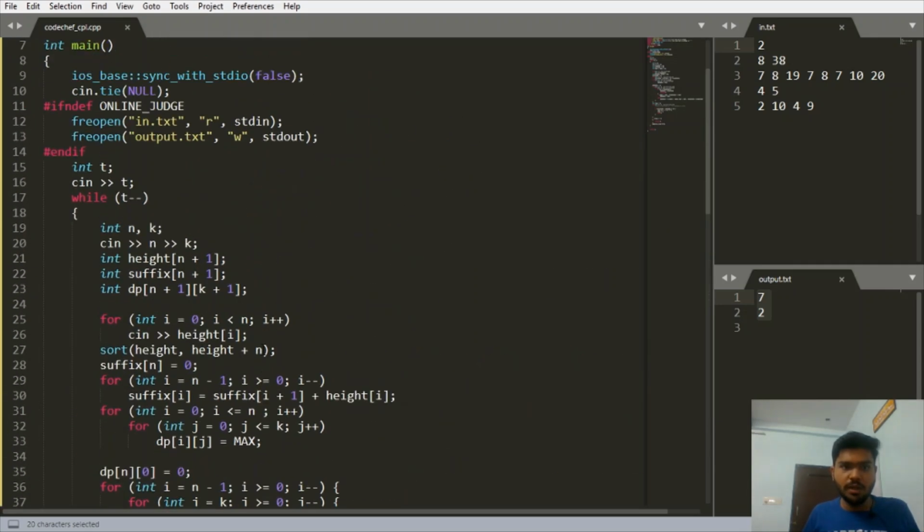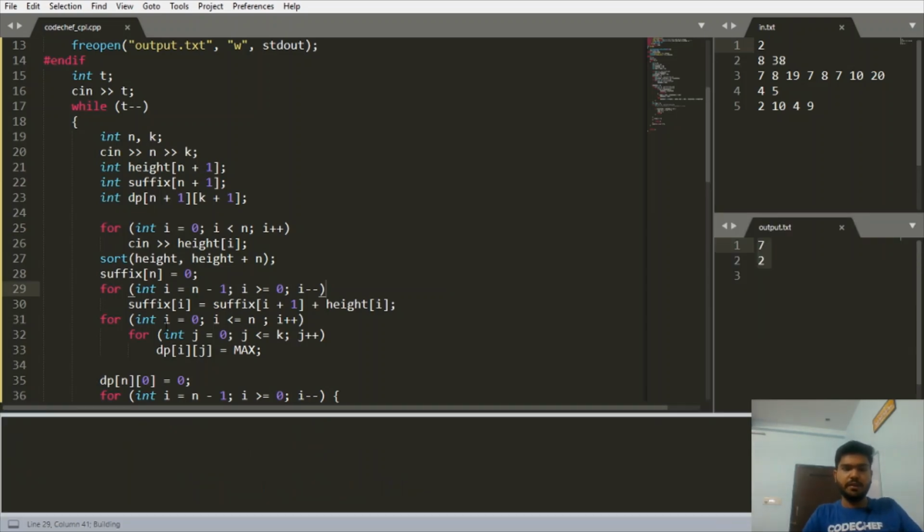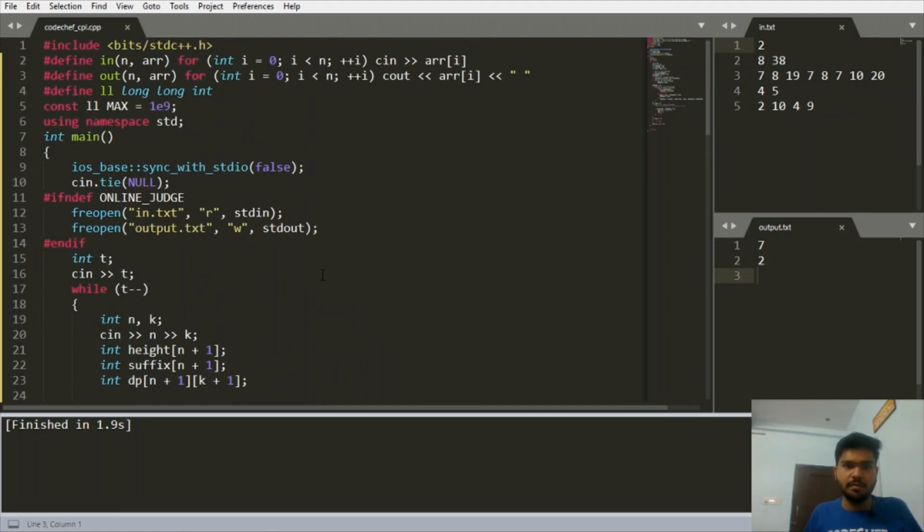So this is how the whole code works for this particular problem, and if we run this code, then the answer is coming 7, 2. That is the required result for the sample test cases.